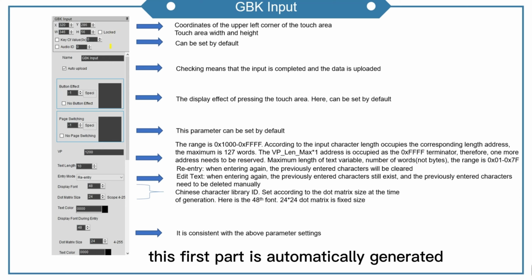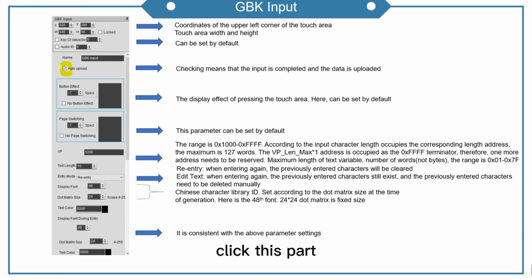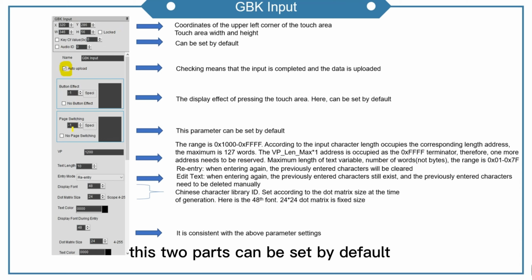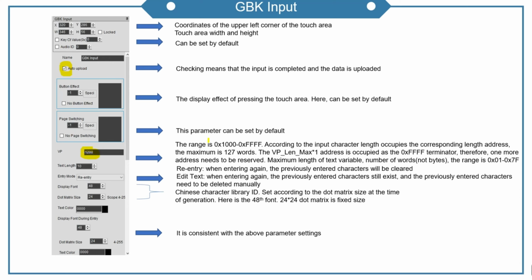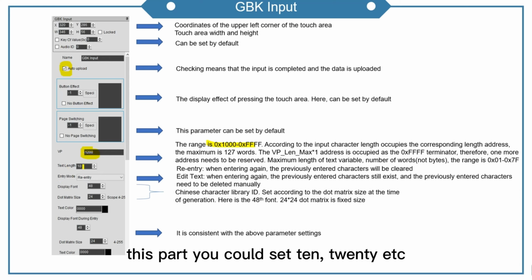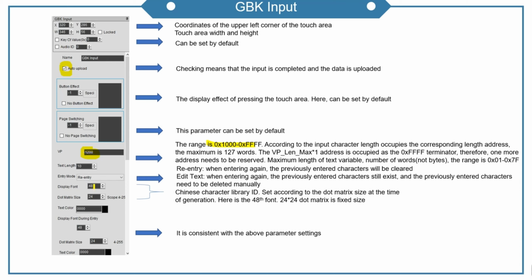This first part is automatically generated. Click this part. These two parts can be set by default. Here I set it according to the range. This part you could set 10, 20, etc. Because the class character library ID is 48. The dot matrix is set by default.